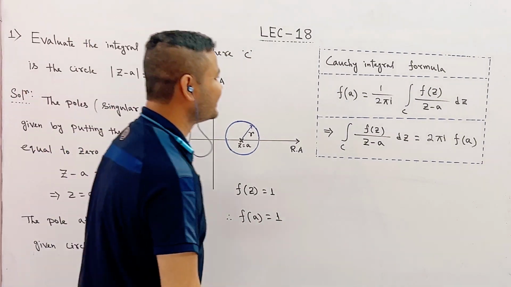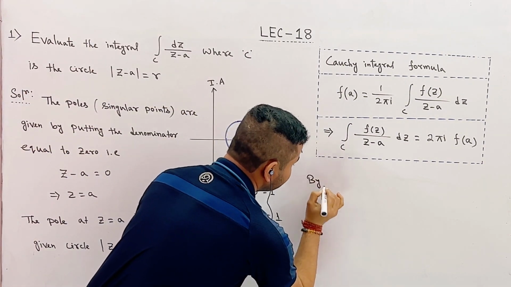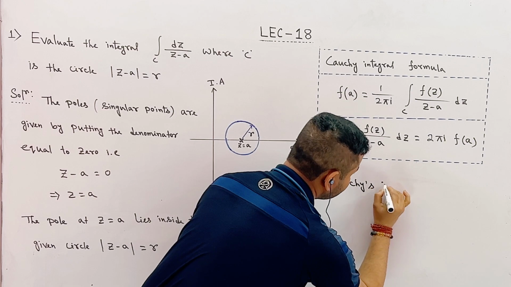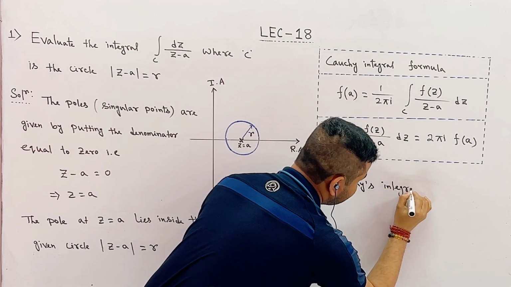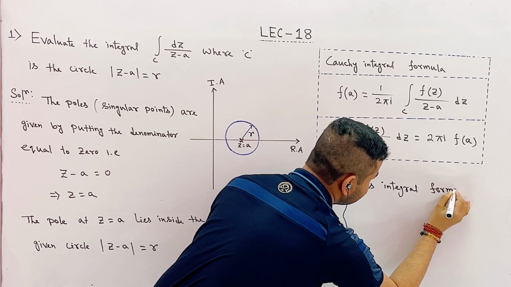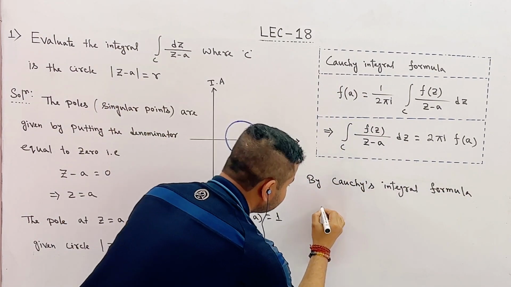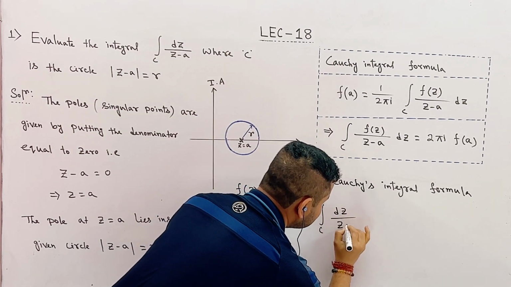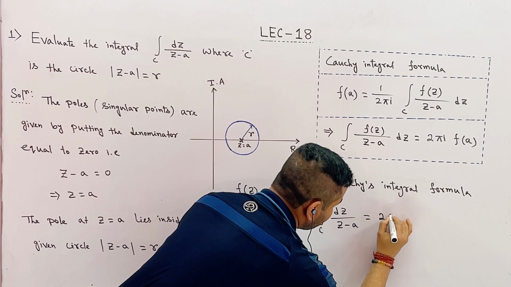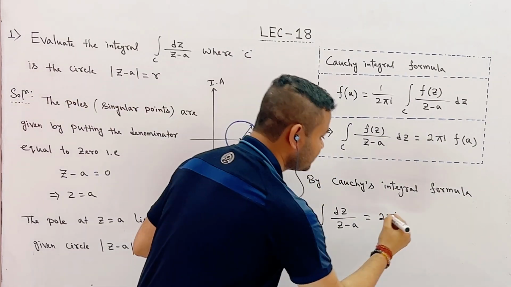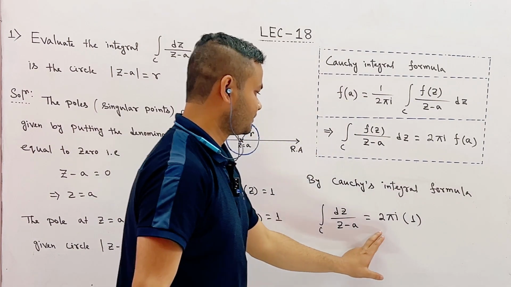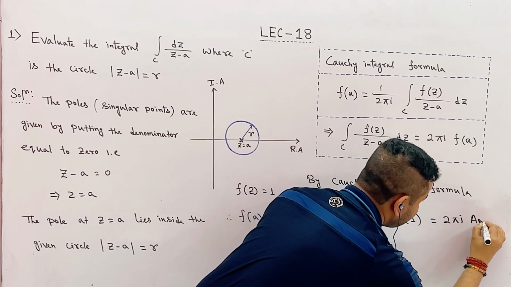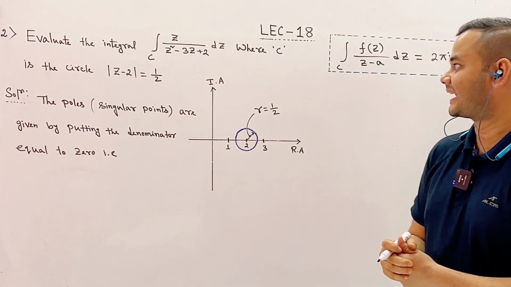Now apply Cauchy's integral formula. So by Cauchy's integral formula, integration along curve C dz divided by z minus a is equal to twice pi i into f of a, whose value is 1. So after multiplying, we will get twice pi i, which is the answer. Now let us solve the second problem.